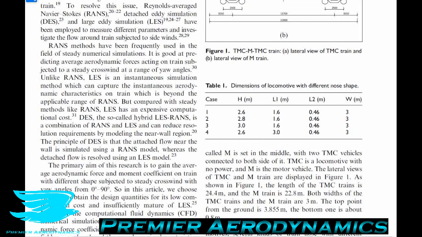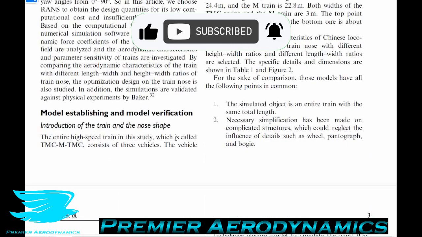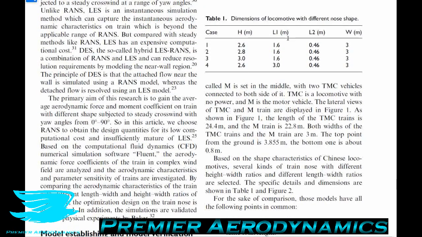Whereas L1, which is the distance from the bottom of the nose, like the front bottom nose, to the rear of the bottom of the nose, is either 1.6 meters or 3 meters, and the height ranges from 2.6 meters to 3 meters. So looking at all of these different configurations, if you do the math, you'll find that the sleekest nose angle is about 45 degrees, while the most upright angle is about 69 degrees, and the other two configurations fall within that range. So let's move on to the CFD setup now.